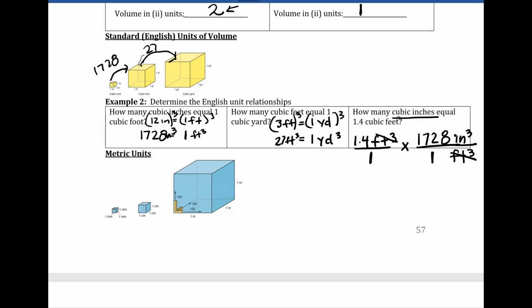And so at this point, we just multiply fractions. So the top times the top will give you the answer. And if you multiply those two numbers out, you get 2,419.2 cubic inches as the answer.